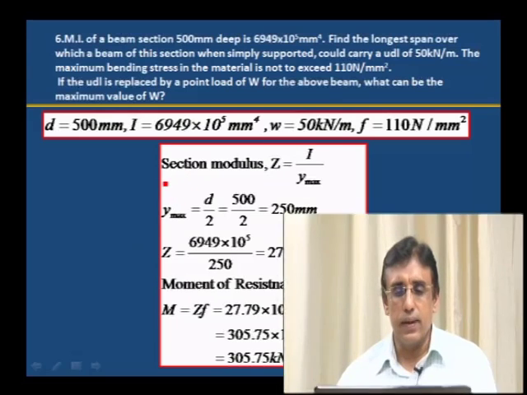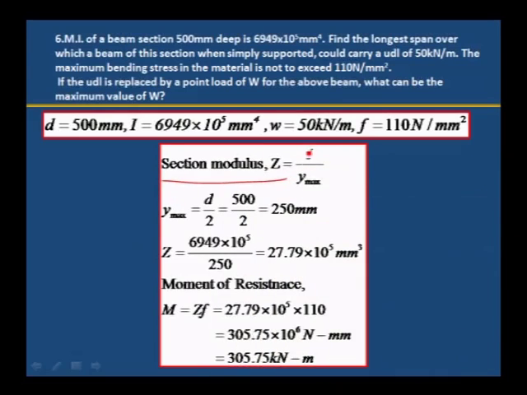Let us see here, the section modulus Z is I by Y maximum. Y is D by 2, that is 500 divided by 2, 250 mm. Z is equal to 6949 into 10 to the power of 5 divided by 250. We have used the relationship Z is equal to I by Y. You can see here 27.79 into 10 to the power of 5 mm cube is the Z value.